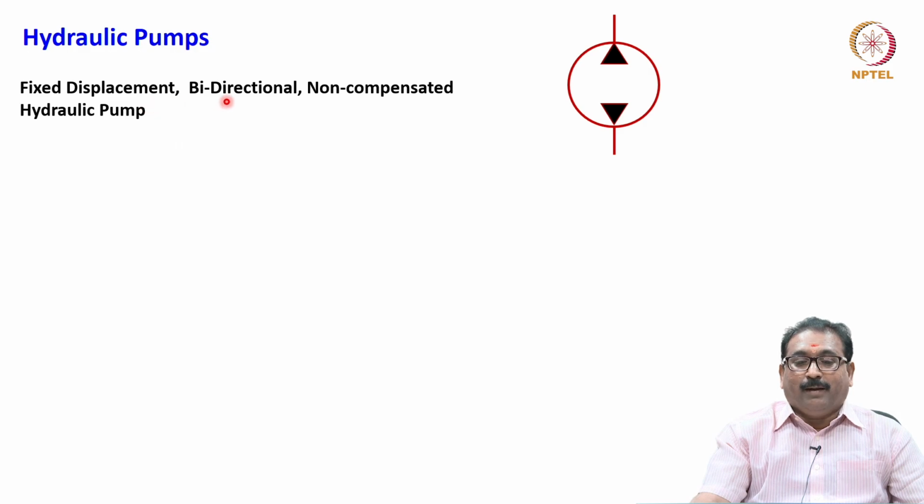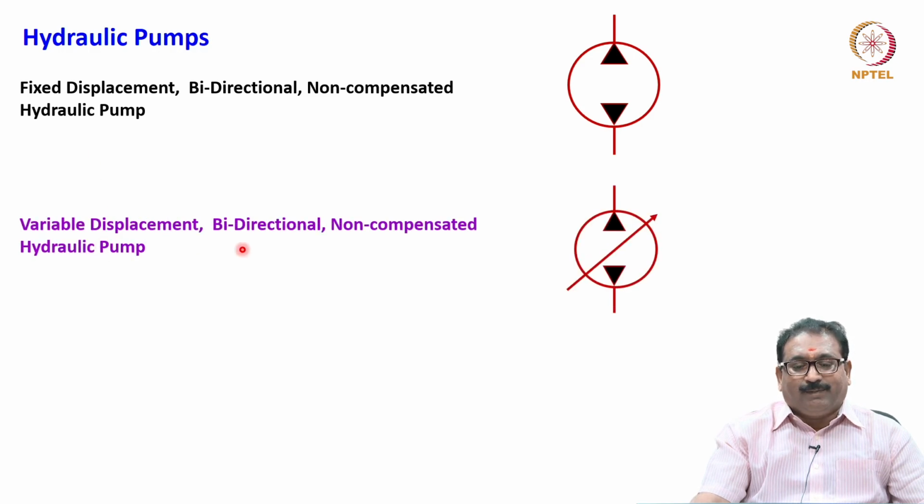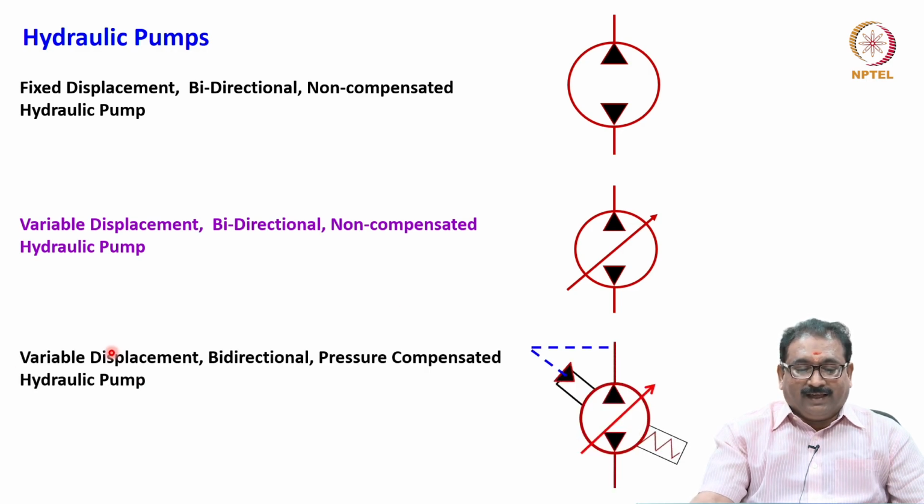Fixed displacement bidirectional non-pressure compensated hydraulic pump. The variable displacement bidirectional non-pressure compensated hydraulic pump, with an arrow, same here, variable displacement bidirectional. Then variable displacement bidirectional pressure compensated hydraulic pump, see here, same here, but you have to make the connections here. Read the pressure here and feed back to the pump for 0 flow when the pressure exceeds here.